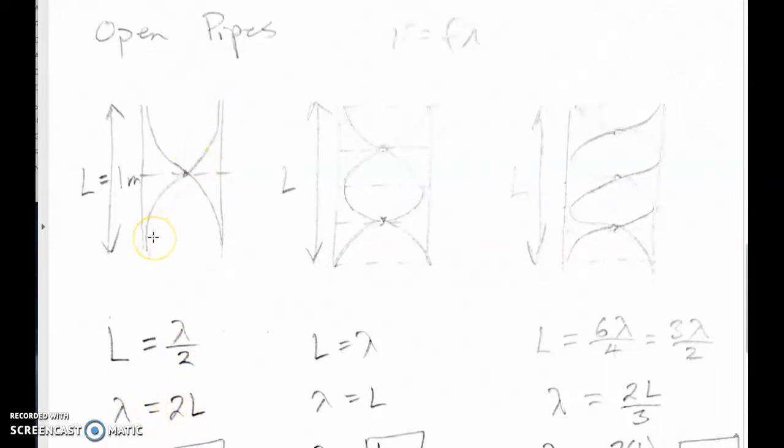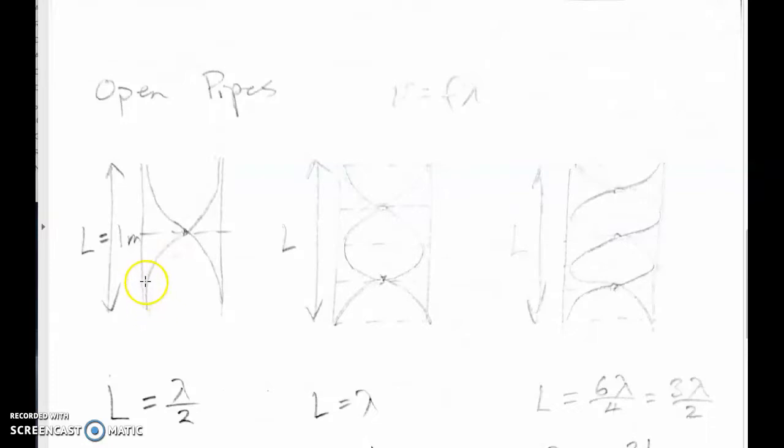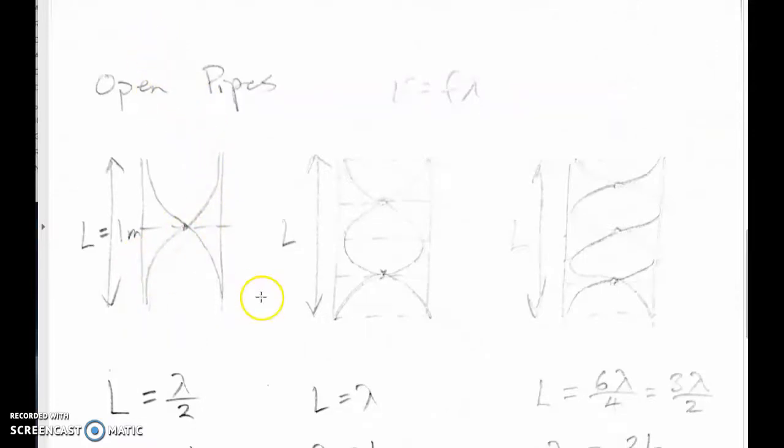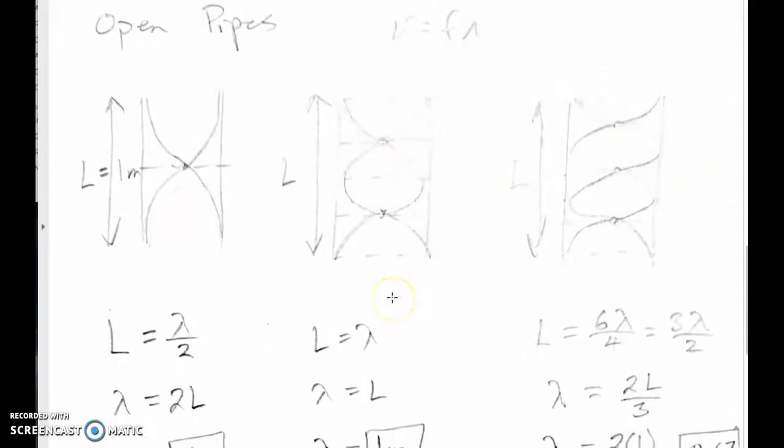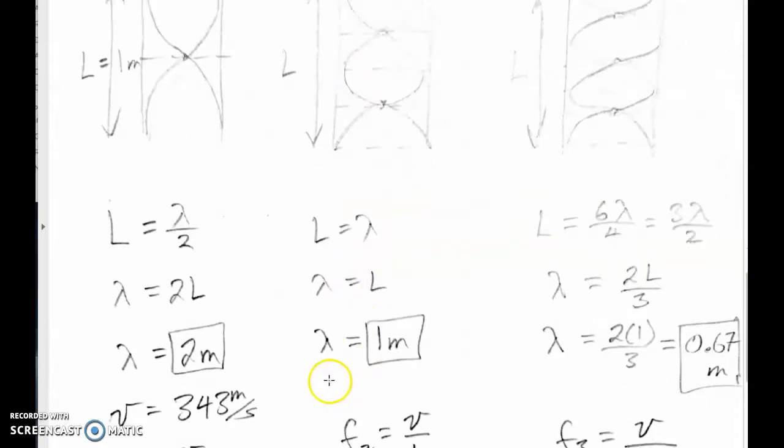To make a full wavelength, this is going to go down, down, up, up, and that would be a full wavelength. 4 half lobes makes a full wavelength, or 2 full lobes. All right, on the second example, this is 1, 2, 3, 4 half lobes. That's a full wavelength right there. So the wavelength is 1 meter, or the length of the pipe.